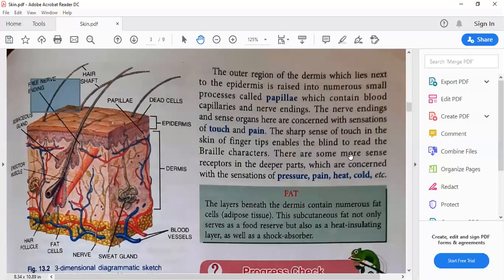Now the nerve endings and sense organs here are concerned with sensations of touch and pain. So because of those papillae, you are able to feel touch or pain. If someone pulls your skin hair, you will experience some pain because of those processes called papillae.